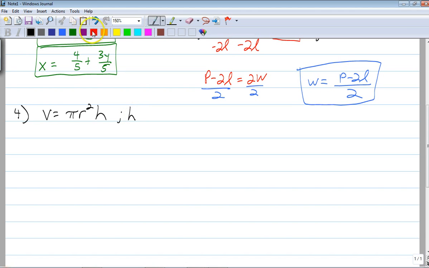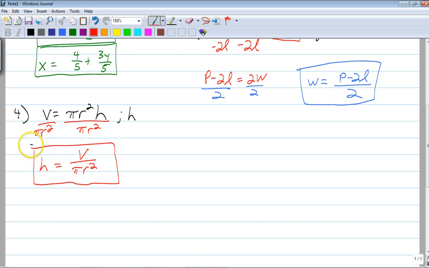Again, this is pretty easy. We have a constant, pretend that's just like a number, and then r squared. We don't want the pi or the r squared, and it's all being multiplied together, so I'm just going to divide. So my final answer is h is equal to V over pi r squared, and that's all I want for this one. Now, this is where it gets a little trickier.